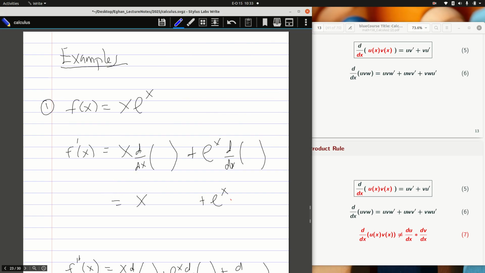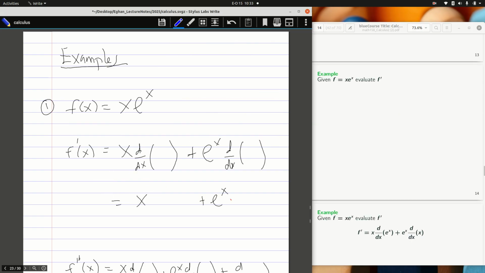Example 1. I have the function given as x e to the power x. Why am I going to use the product rule? Because my u is x, my v is e^x. They are all in terms of x, so I have to use the product rule. So I maintain x, and I differentiate e^x, plus I maintain this e^x now and differentiate the x. So let's quickly do that. x maintains, derivative of the exponential function still gives the exponential. We've proved this. You maintain this e^x, derivative of x by the power rule gives you 1.